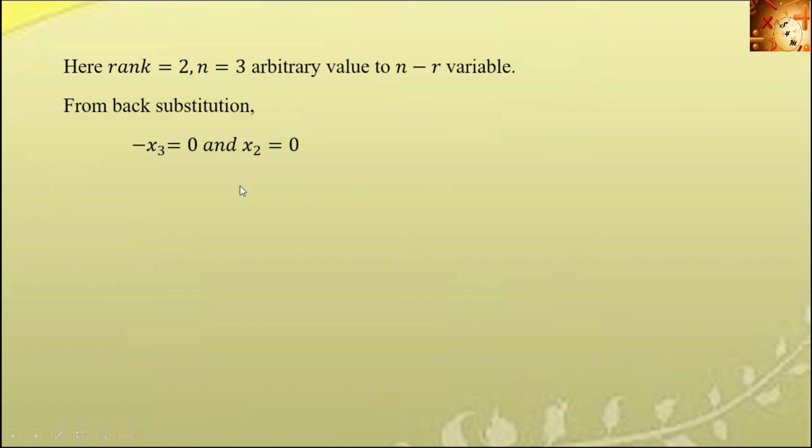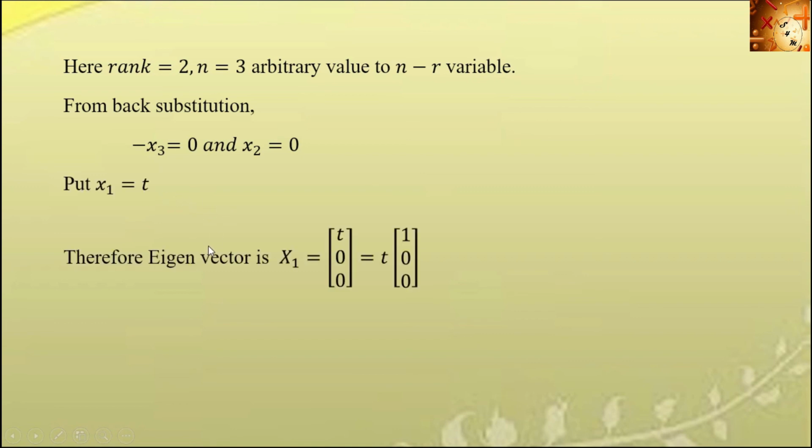By back substitution, we have minus x3 equal to 0 and x2 equal to 0. So the remaining variable is x1. So we put x1 equal to t. Then the vector will be t, 0, 0. That is, t taken outside, 1, 0, 0. Therefore our first eigenvector is 1, 0, 0.